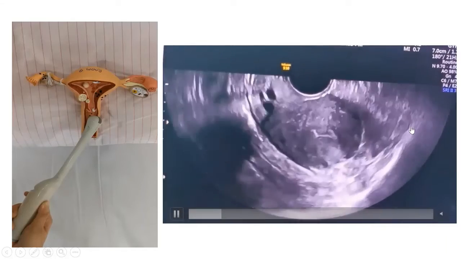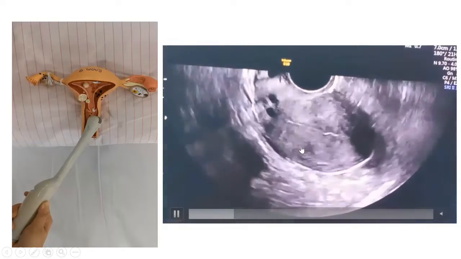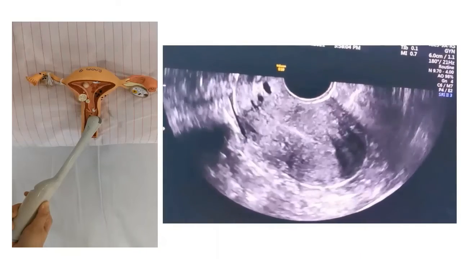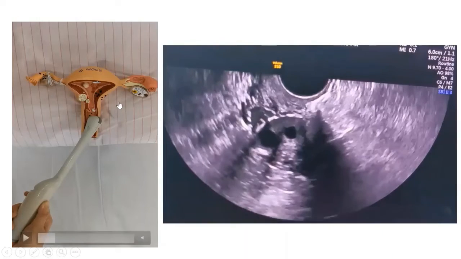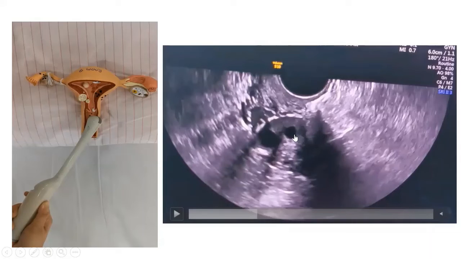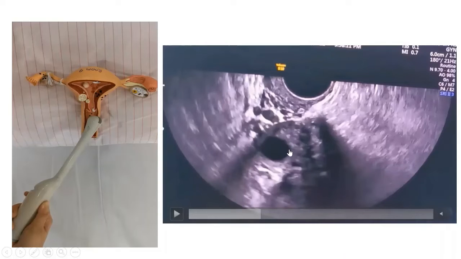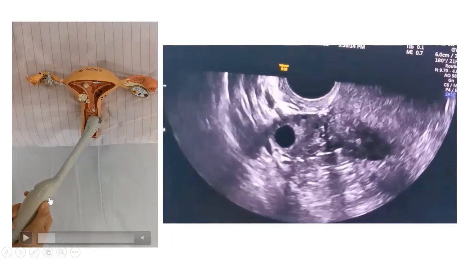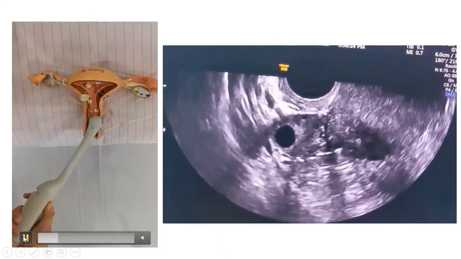All right, so as you shift your probe to the left, you will be able to see this image. We are going to the left slowly. Then you will meet the ovary. When you meet the ovary, this will be the length and also the AP diameter. And then you need to rotate your probe. Can you just look at the left side of the video? I'll show you how you should rotate your probe. Just rotate your probe 90 degrees.